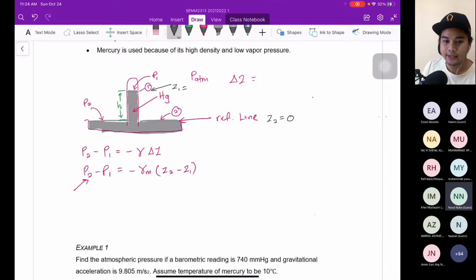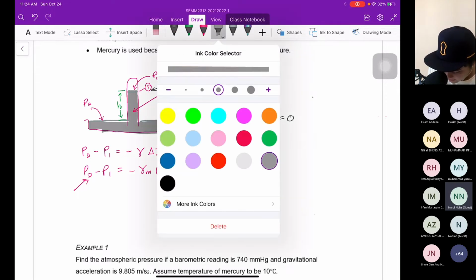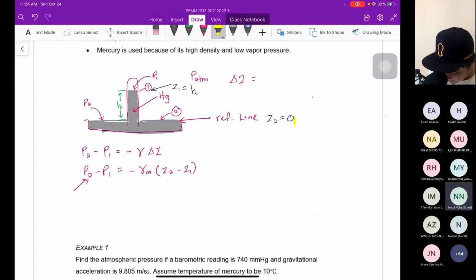Any idea what is Z1? Yes, H, perfect. Because Z1 refers to the distance from the reference line. So our reference line is here. Okay, our reference line is here, so Z1 is H. Alright, so P2, what do you think of P2?